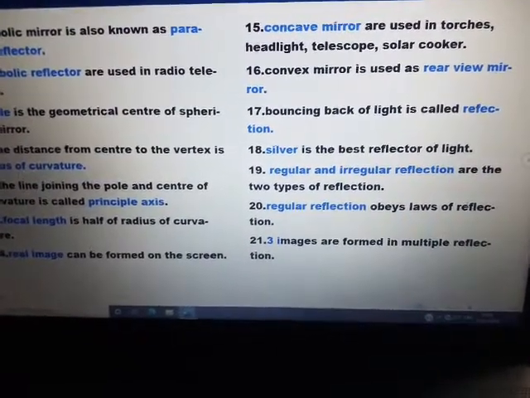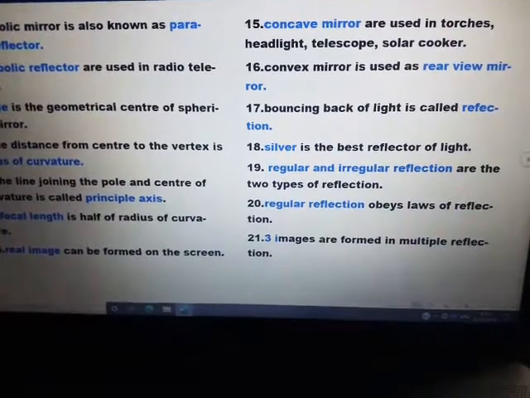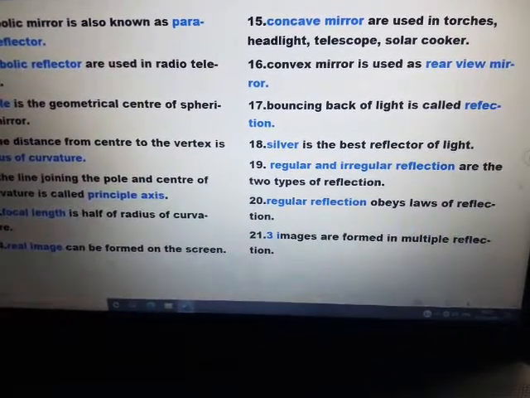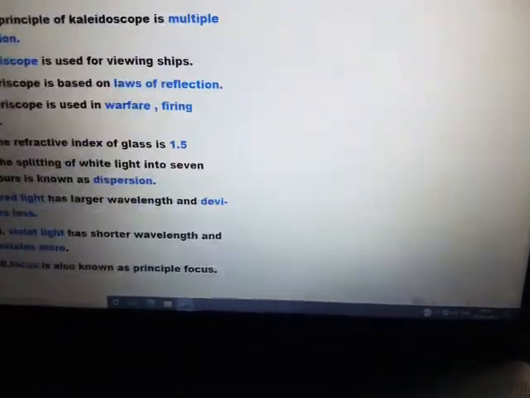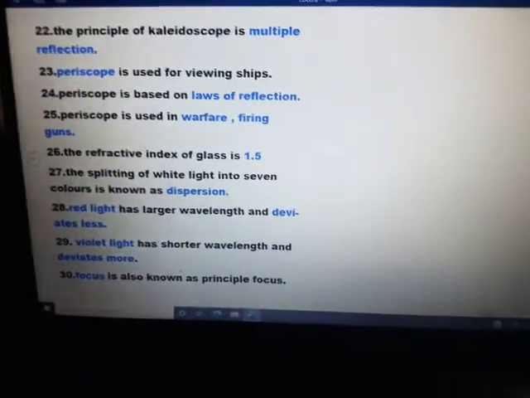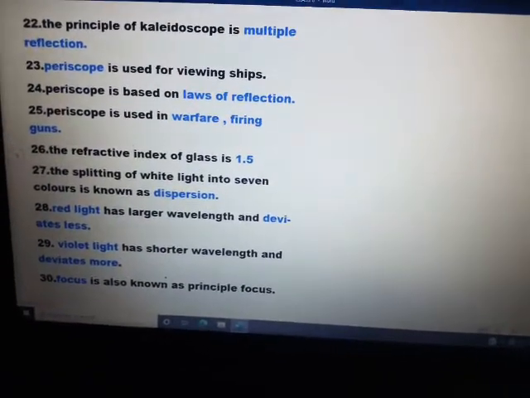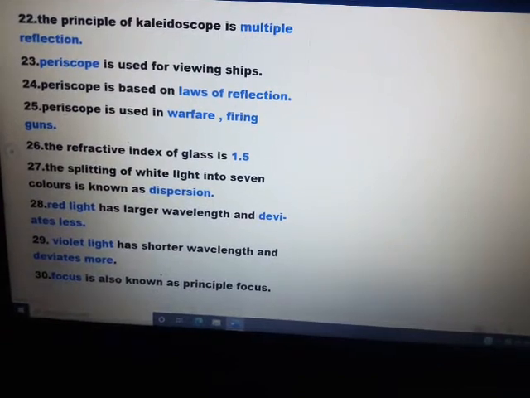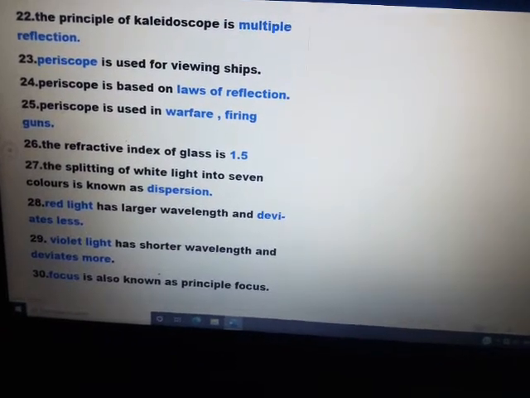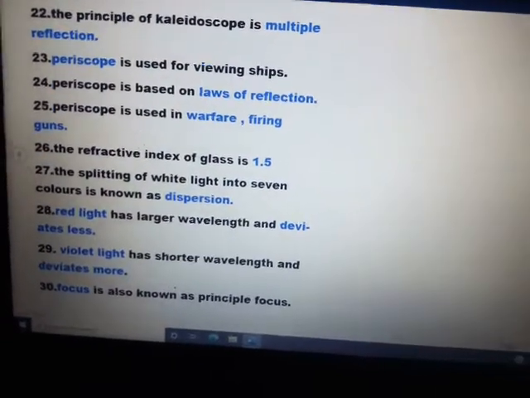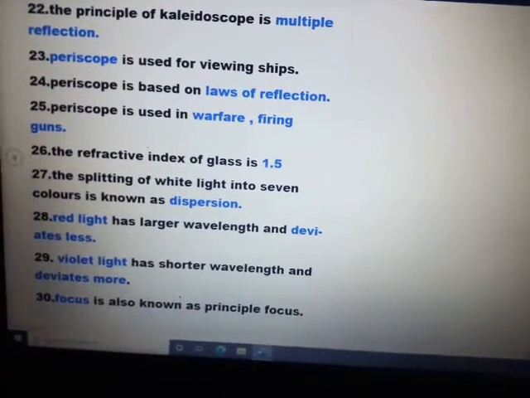So dash images are formed in multiple reflection. 3 or more images are formed in multiple reflection. So multiple reflection is used in showrooms or saloons, etc. 22nd question, the principle of kaleidoscope is dash multiple reflection. Dash is used for viewing ships or used in submarines.